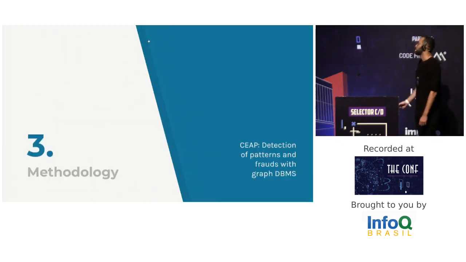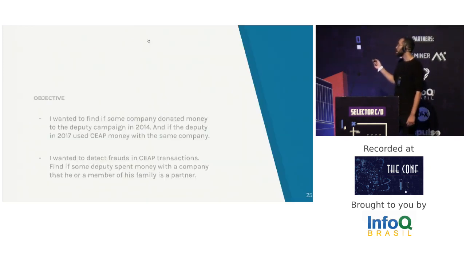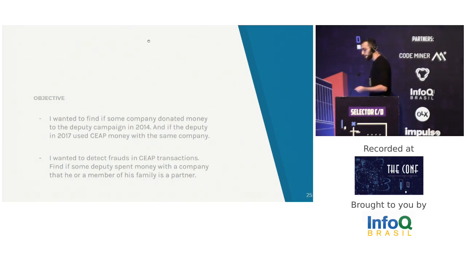Now, about the methodology. I basically want to explain how I've managed to start from zero and get to my results at this point. So that was my objective. I wanted to find if some company donated money to the deputy in his campaign in 2014. And I also wanted to know if the deputy in 2017 used the SEAP money with the same company. I wanted to merge these two pieces of information to find that relationship. As I said, that's the importance of the relationship inside a graph.